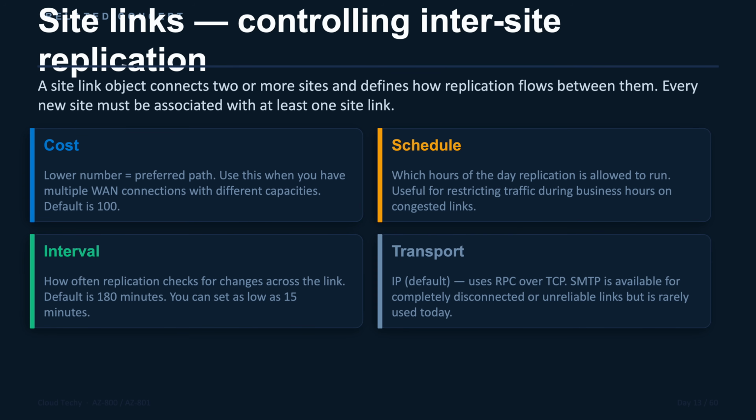Schedule lets you define which hours replication is permitted. This is useful if you want to avoid saturating a congested link during peak business hours. For most environments, the default IP site link works fine. You adjust these properties when you have specific performance or bandwidth requirements.